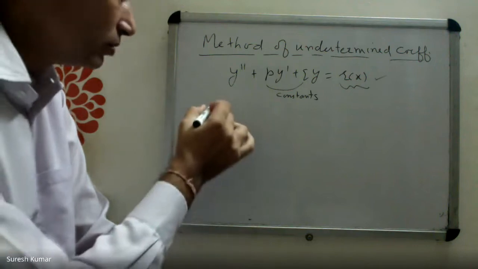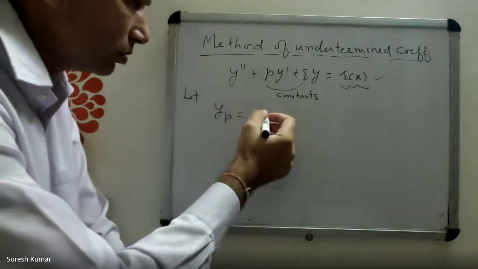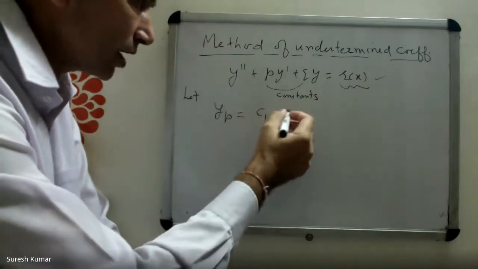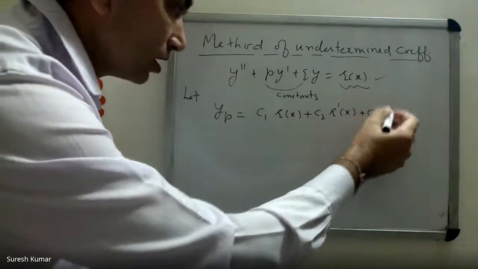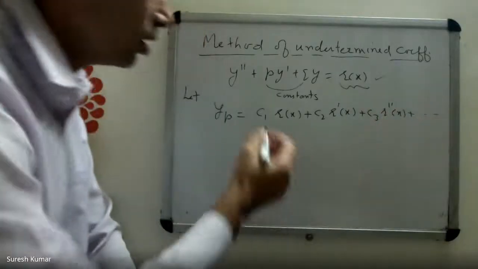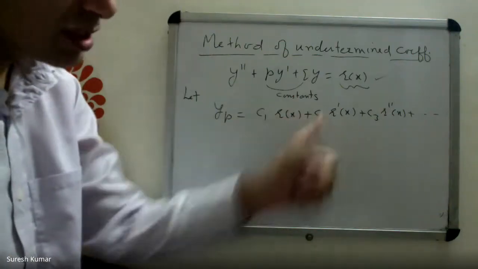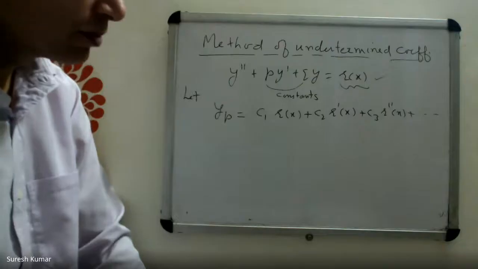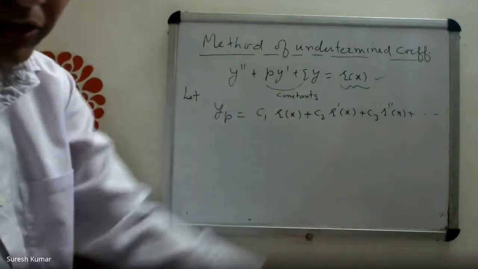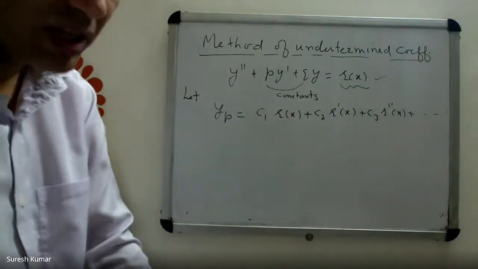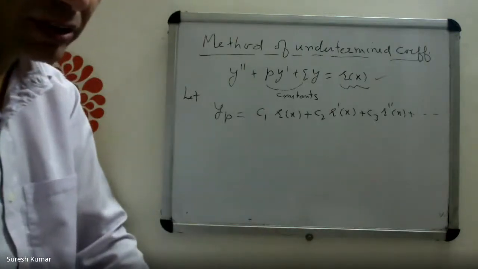What we need to do: let yp equal c1 times r(x) plus c2 times r prime(x) plus c3 times r double prime(x) and so on. Via this expression, what I want to say is consider r(x) and all possible derivatives of r(x) and then their linear combination. Assume that it is yp. Of course, it should not be infinite. Meaning your r(x) should be such that it has only a finite number of independent derivatives.